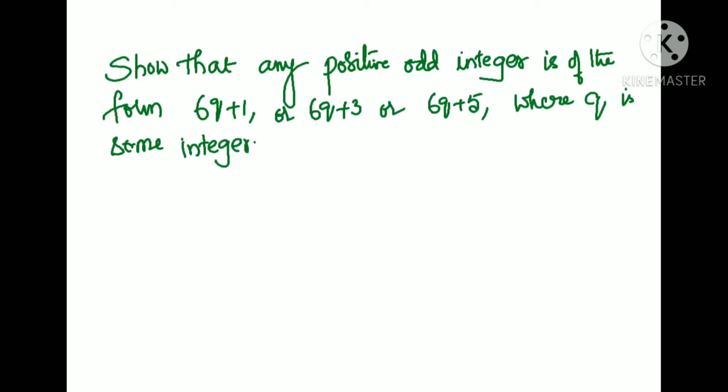Here, any positive odd integer in the form of 6q plus 1, 6q plus 3, 6q plus 5. According to Euclid division algorithm, A is equal to BQ plus R. This means here divisor is 6. B means divisor, here divisor is 6. So if you divide any positive odd integer by 6, the remainder may be 1 or 3 or 5. This is what we have to prove.